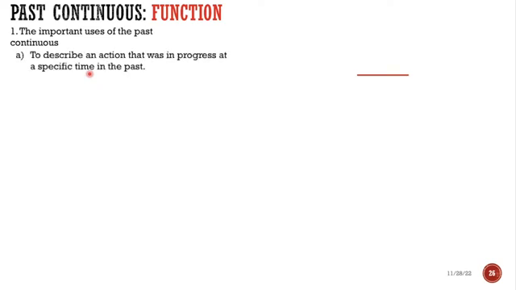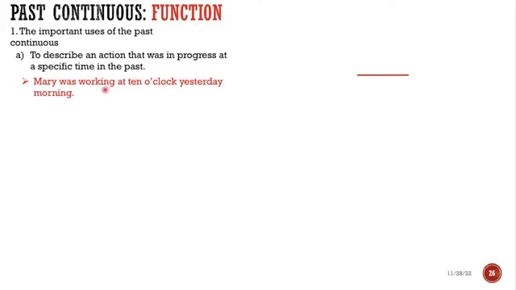Letter A: to describe an action that was in progress at a specific time in the past. At this point I want to explain action. Action means an action that happens at a specific time, a specific time in the past. You can see examples.